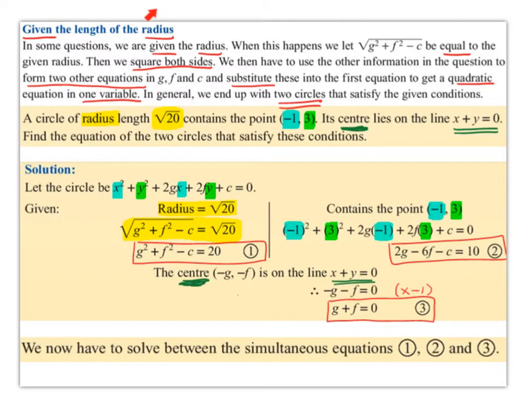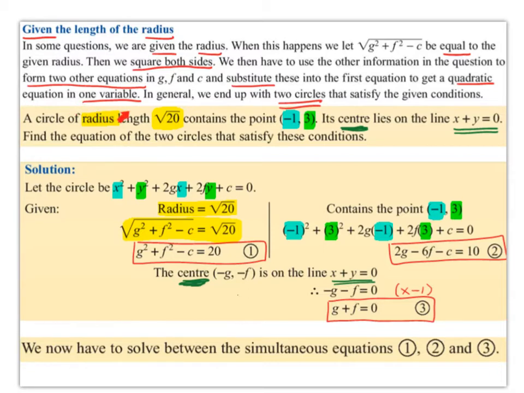Given the length of the radius. In some questions we are given the length of the radius. When this happens, we let the square root of g² + f² - c be equal to the given radius, then we square both sides. We then have to use the other information in the question to form two other equations in g, f and c, and substitute these into the first equation to get a quadratic equation in one variable. In general, we end up with two circles that satisfy the given conditions.